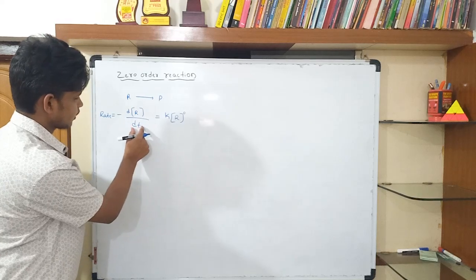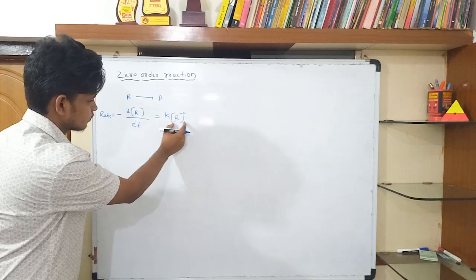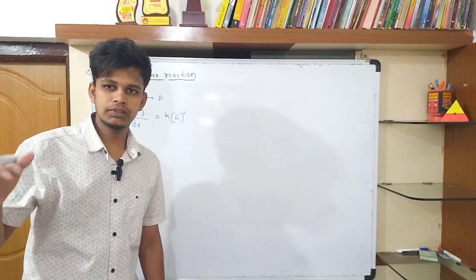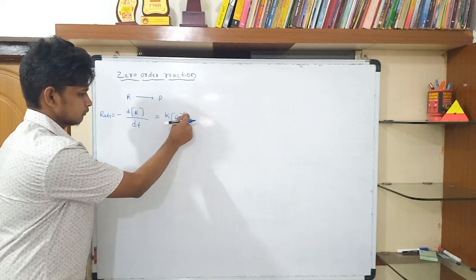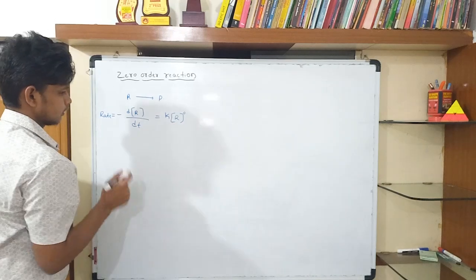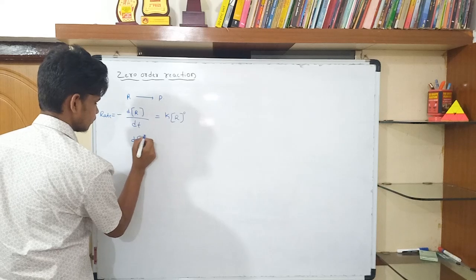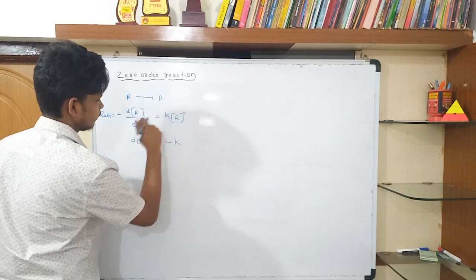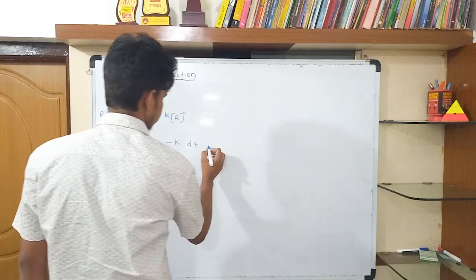Here what we can do is send this dt to that side. Here concentration of reactant raised to 0 is there. We know the basic thing, anything raised to 0 is 1. So here the value is 1, and it becomes k into 1, that is k. So d of concentration of R equals minus k into dt. This is the equation we are getting now.